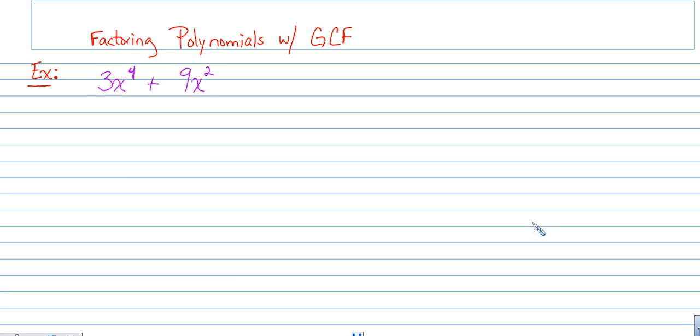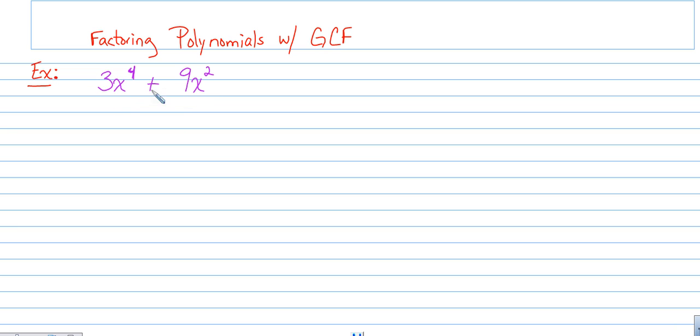Now let's talk about how to factor polynomials with the greatest common factor. Okay? So this is a binomial, and for all binomials, you're going to want to try to factor with the GCF every time before you do anything else. Okay? So if we look at this, we're going to treat it just like we did the previous questions, where we're going to look at these two terms and we're going to figure out what's the greatest common factor.